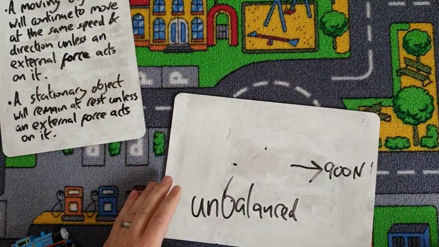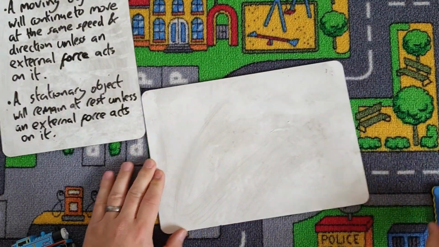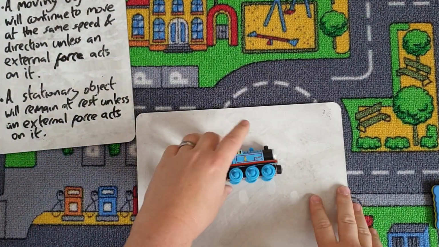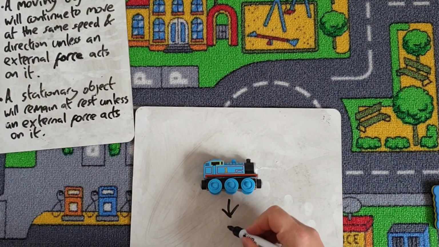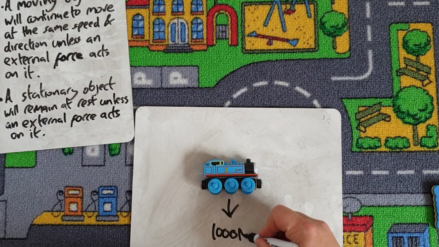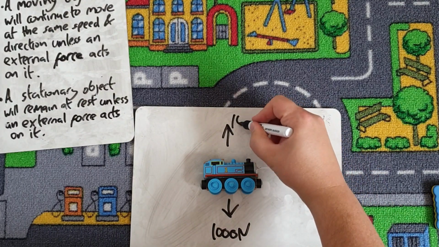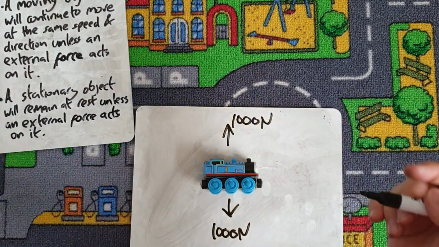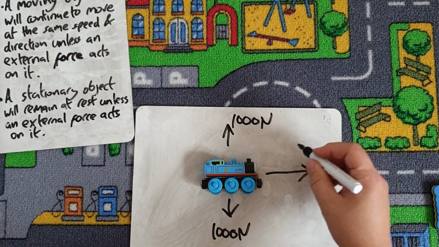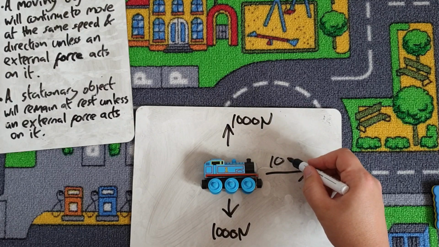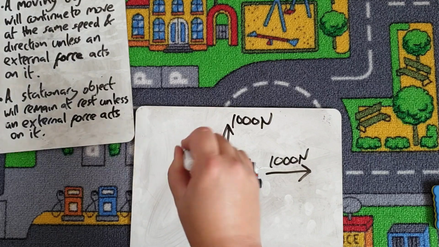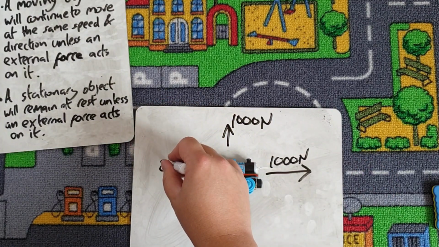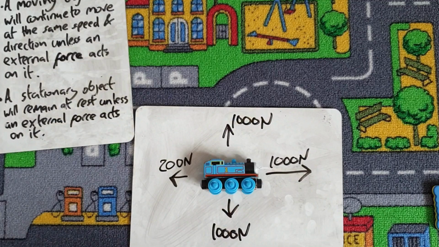So just go back and do a couple of examples for this one. So we've got our train, and we'll go for 1000 newtons down for its weight, 1000 newtons up from the ground pushing upwards on it, and we'll say the engine is putting out 1000 newtons that way, and we'll go with the air resistance is 200 newtons that way. So what's actually happening to our train?